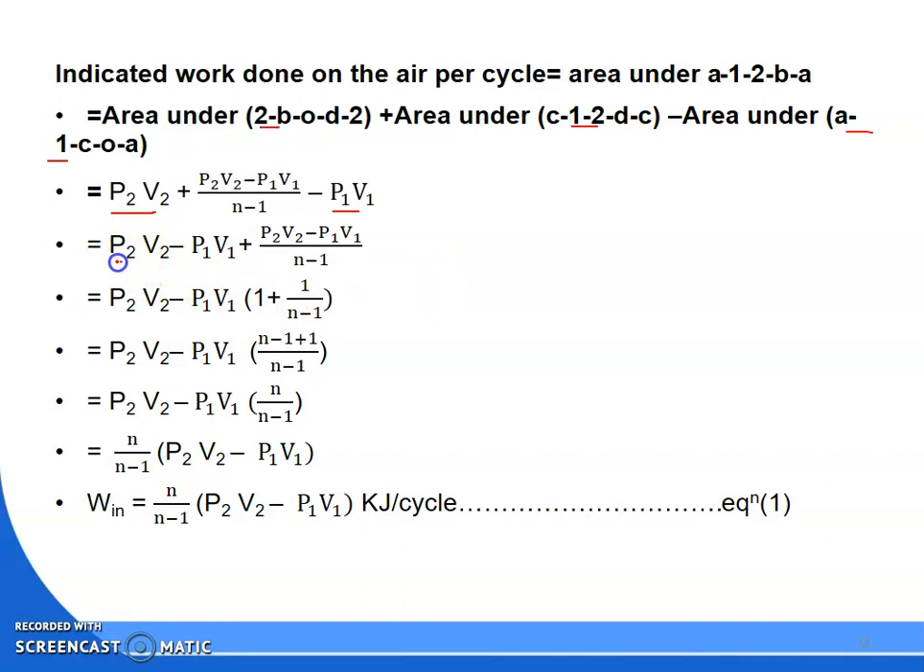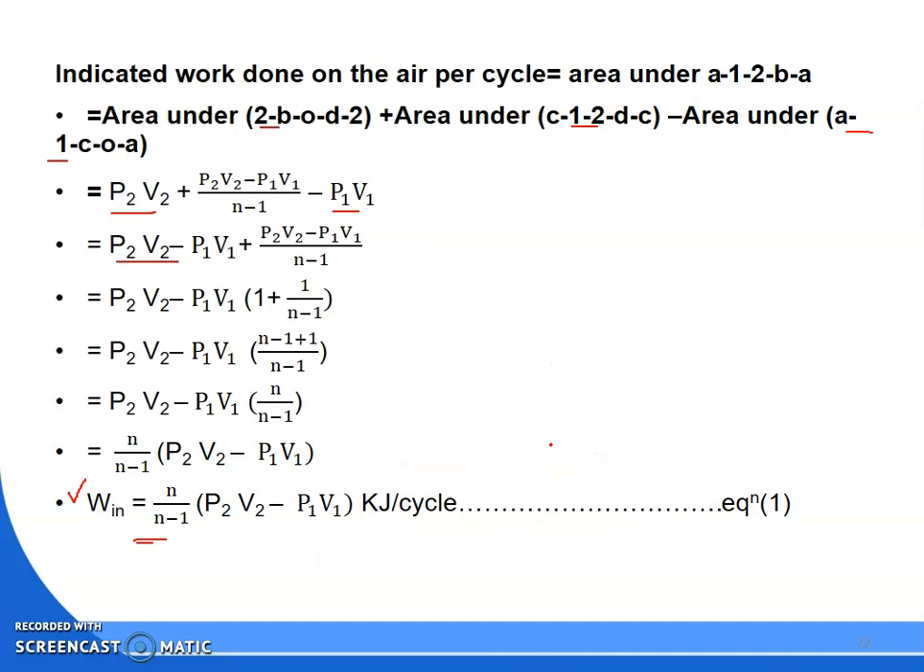So now you can see here P2 V2 minus P1 V1 and here P2 V2 minus P1 V1. I am taking it common, so what is left? 1 plus 1 by (n minus 1). Then if I take the LCM, (n minus 1) plus 1, the minus 1 and plus 1 cancel. What is left? n by (n minus 1). So n by (n minus 1) into (P2 V2 minus P1 V1) is the work input to the compressor, in kilojoule per cycle. Clear?